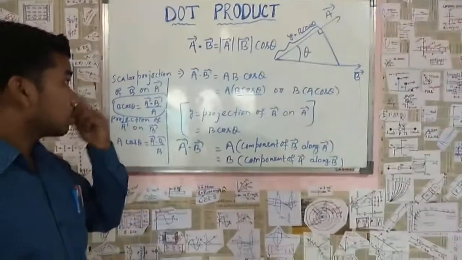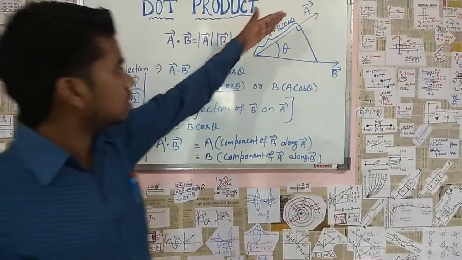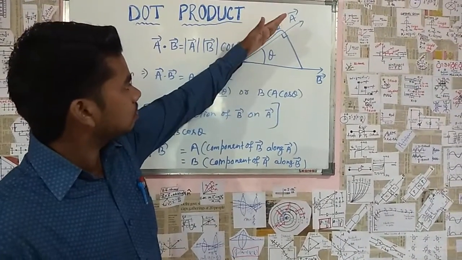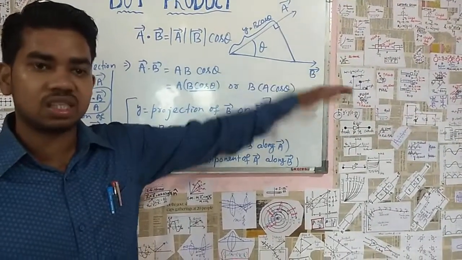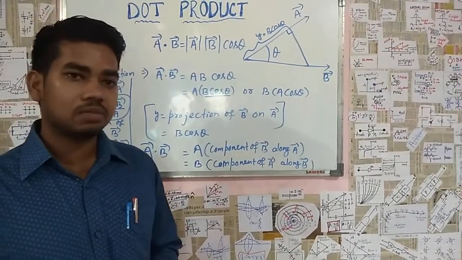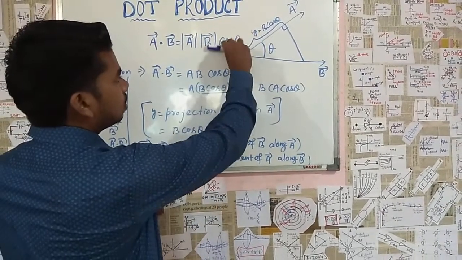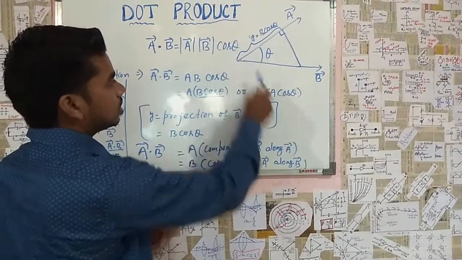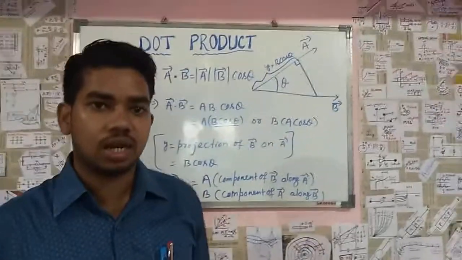So now consider some special cases. What will happen if theta is 0? Theta being 0 means the two vectors are parallel. If A vector and B vector lie along the same direction, then theta becomes 0. And if theta is 180, that means the vectors lie in opposite directions. And if the two vectors are normal, perpendicular to each other or orthogonal, then what will happen?